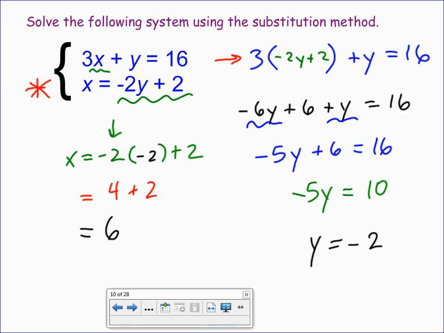So I'm going to go ahead and check the potential solution. The potential solution, x comma y. In this case, what will my solution be? Aaron? 6 comma negative 2. Thank you. Let's check.